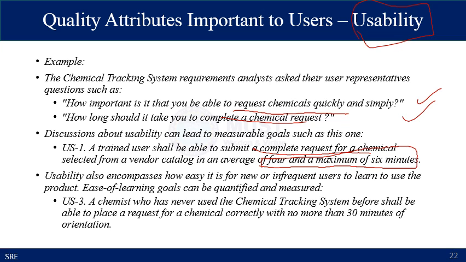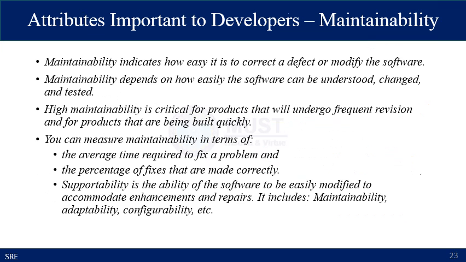So usability also encompasses how easy it is for new or infrequent users to learn to use the product. For the new users, you can measure that a chemist who has never used the chemical tracking system before shall be able to place a request for a chemical correctly with no more than 30 minutes of orientation. So these are some requirements or quality attributes which are most important to the users.